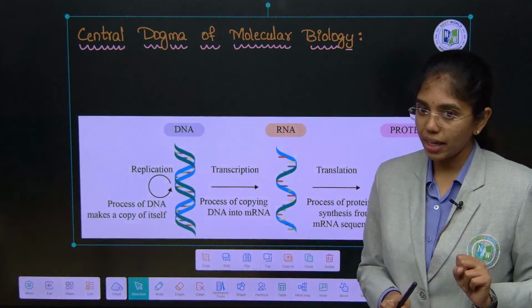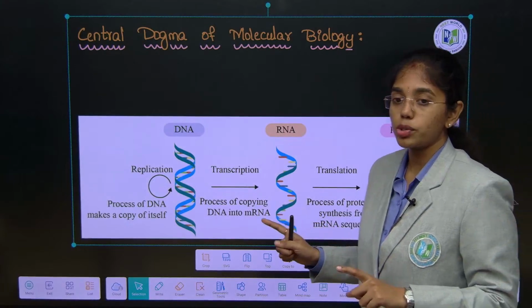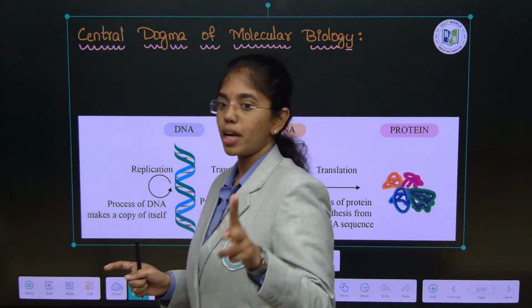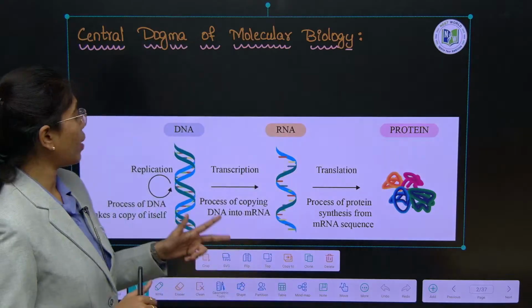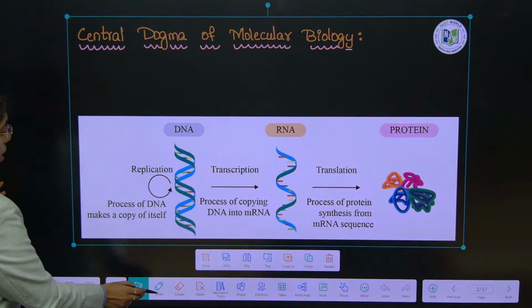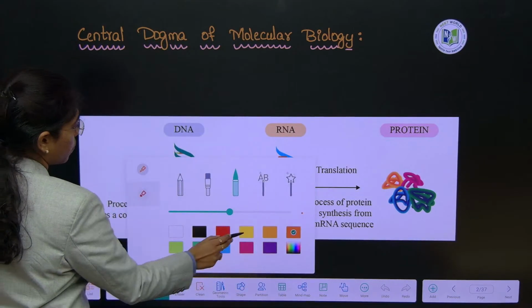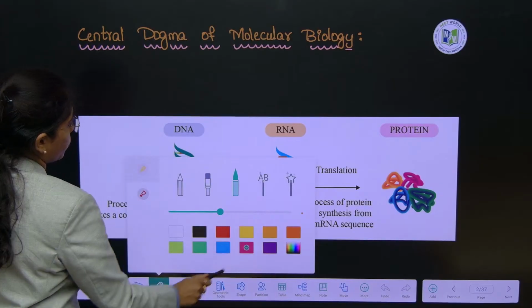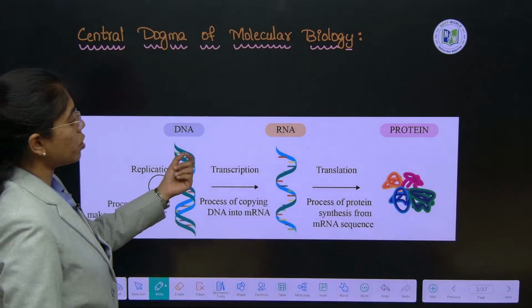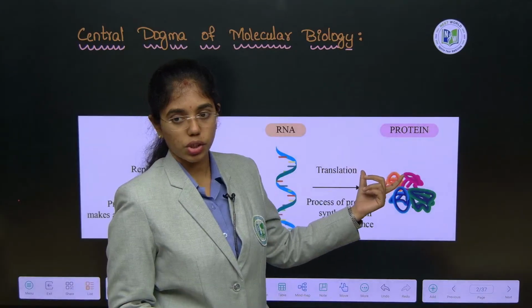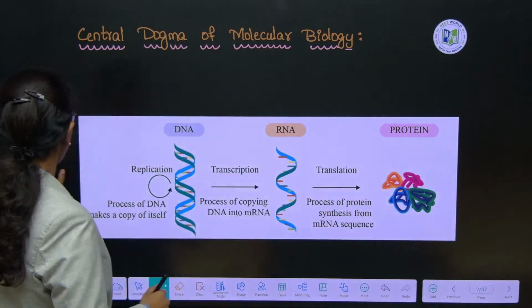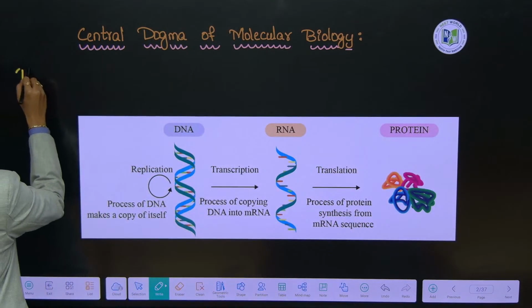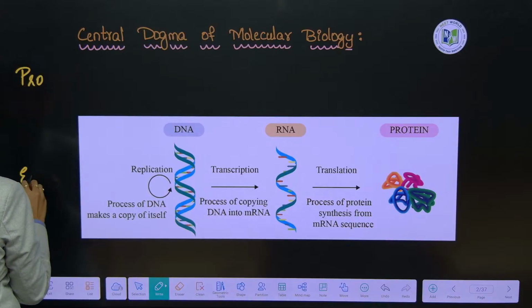But once again we will revise, because today's concept is what? Replication, transcription and translation, right. So, today once again we will recall this. Here we go with first replication followed by transcription and translation. As we have discussed earlier, all the three processes occur in prokaryotes and in eukaryotes.